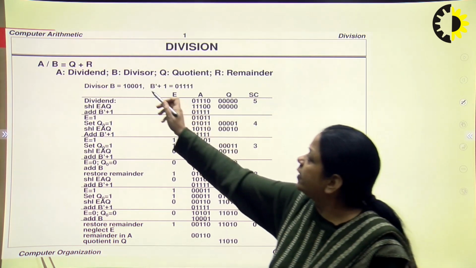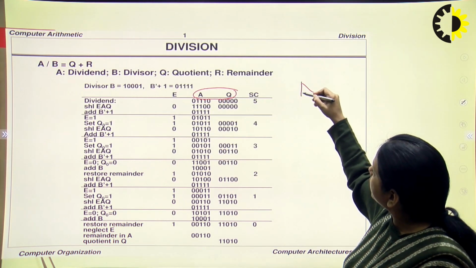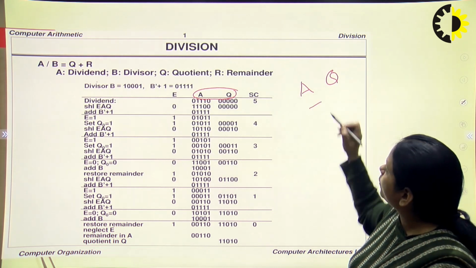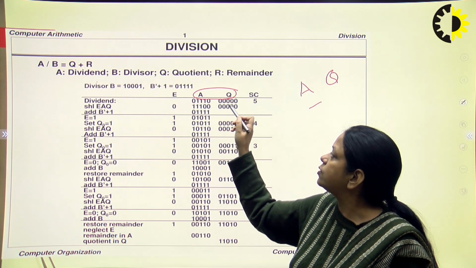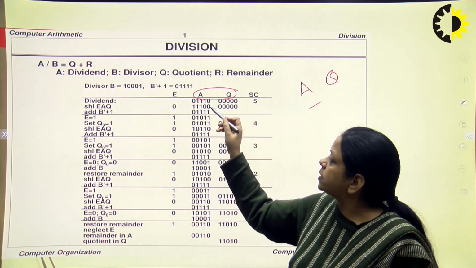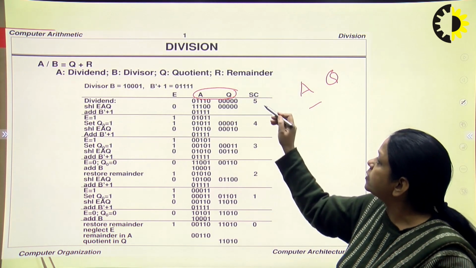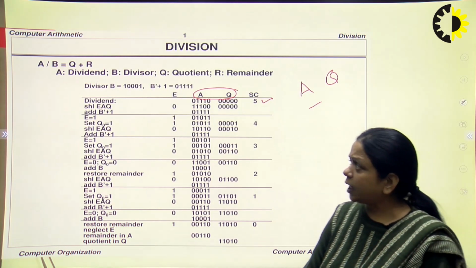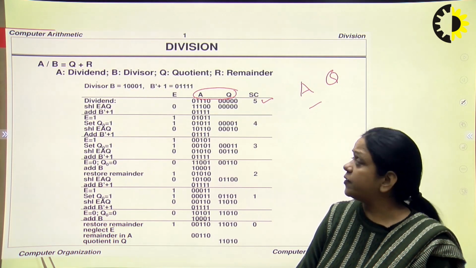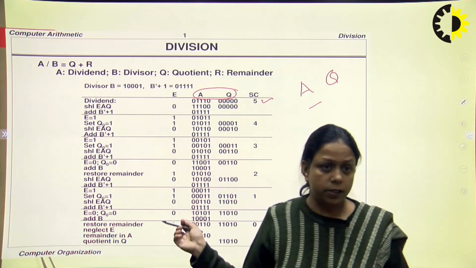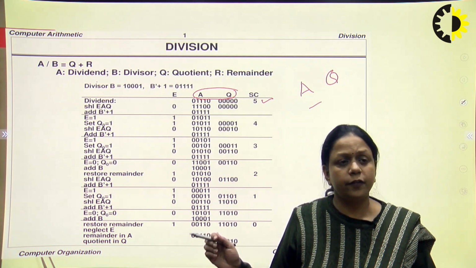So the dividend will be stored in the A and Q. You can see here the value of A is 0, 1, 1, 0 and Q is 0, 0, 0, 0, 0. Because we have 5 bits of registers, the value of the sequence counter will be 5 here. Now you can see the first step in the division algorithm is shift left. We are not considering here the checking of the overflow detection. We are starting here from the division only.